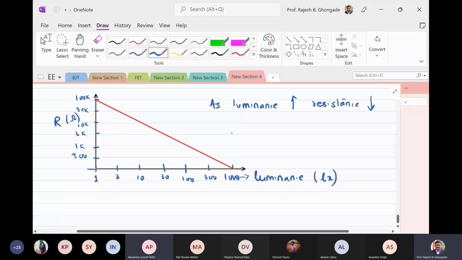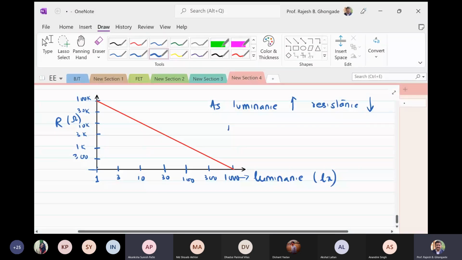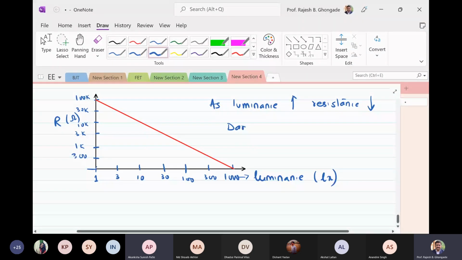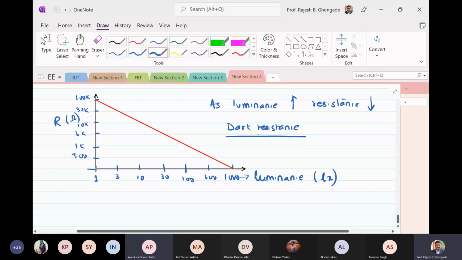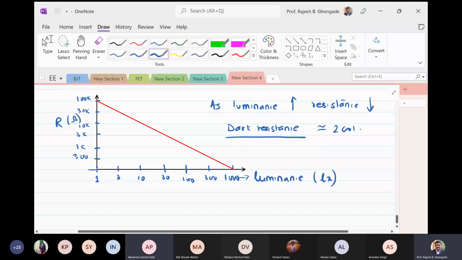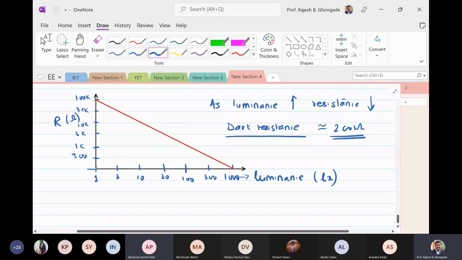Now it is normally specified by what is called the dark resistance. LDR is specified by the dark resistance. That is when the cell is not at all illuminated, and most of the time it is greater than 100 kilo ohms. So typically it is like 200 kilo ohms when it is dark. And as light intensity increases, the resistance decreases.